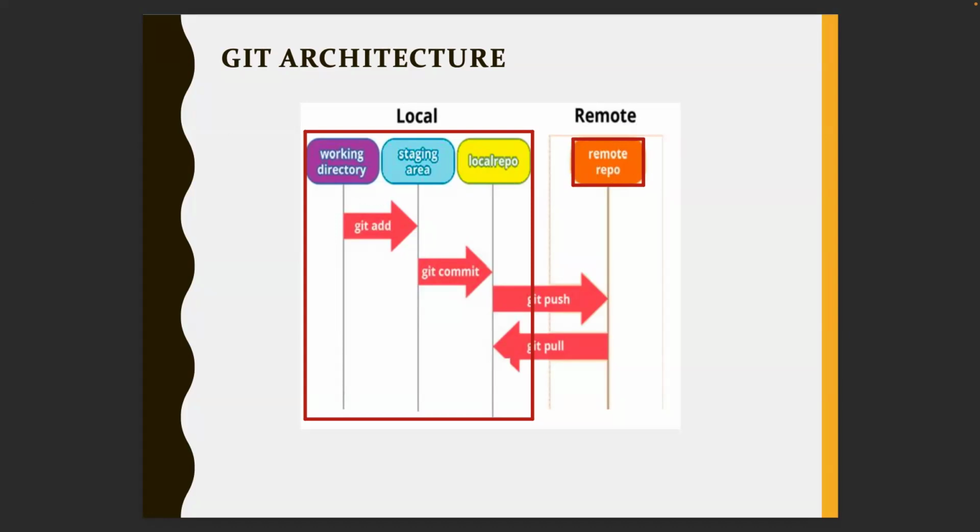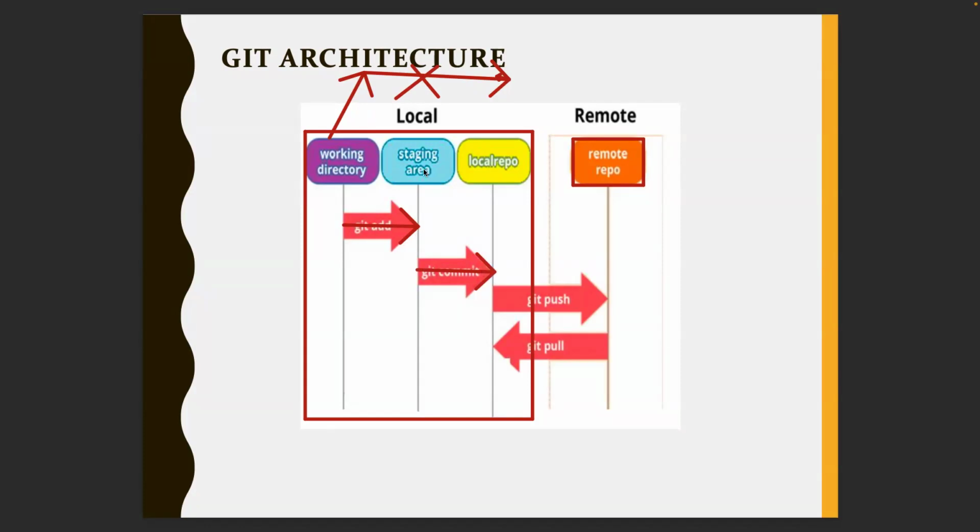From the working directory, you'll push the changes to the staging area. It means you cannot push directly to local. No, this is not possible, right? You will first move your changes to the staging area. From the staging area, you will move the changes to the local repository. This is the architecture. From working directory, you move the changes to staging area. From staging area, you move them to local repository. This is the architecture, right?